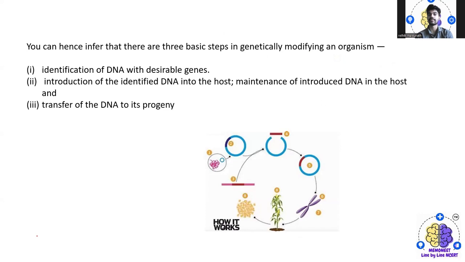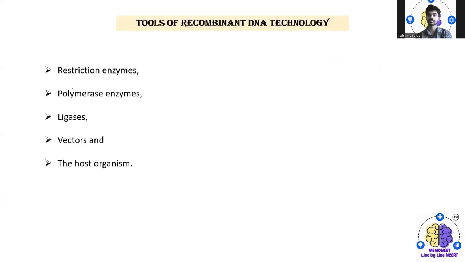So now you can infer that there are three basic steps in genetic modification of an organism. The first one is identification of DNA with a desired gene. The next is introduction of the identified DNA into the host. And then maintenance of the introduced DNA in the host and transfer of the DNA to its progeny.